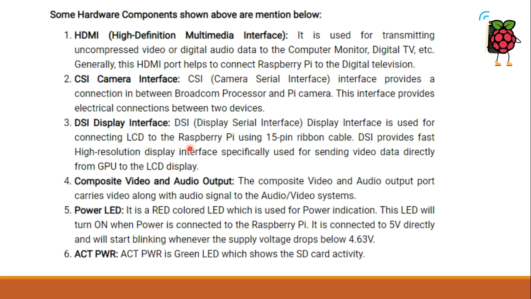Then the power LED. It's a red color LED which is used for power indication. This LED will turn on when power supply to the Raspberry Pi is given. It is connected to 5 volt directly and will start blinking whenever the supply voltage drops below 4.63 volts. Then the activity LED is green, which shows SD card activity. So whenever you want to store or access data from the SD card, this will be blinking at that time.